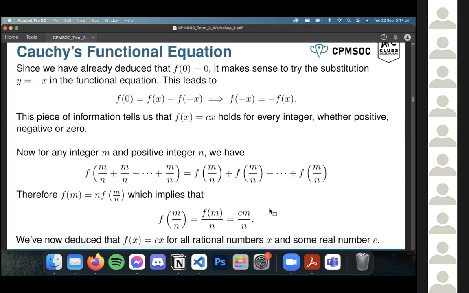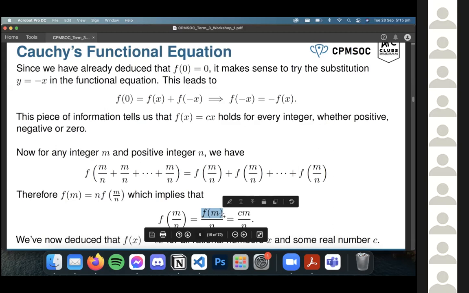What we can do after this is we can get that f of m is equal to n times f of m on n, because we have this n times. Basically, we've extracted the n, factorized it out of the f of m term. From this, and knowing that our solution for the positive integers is y equals cx, we can get that f of m on n is equal to f of m, which we know to be c of m over n. So now we've deduced it for all rational numbers.